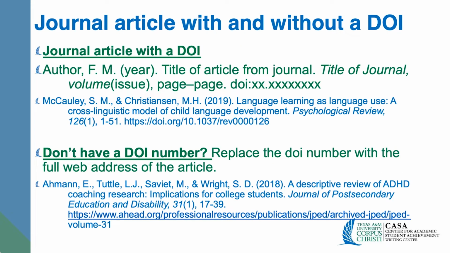Okay, let's look at a journal article with and without a DOI. These are probably going to be the articles you're most used to using. Once again, we have the author and we have the year. That part doesn't change. We have the title of the article in sentence casing. Once again, just like all the other sources we've looked at so far.